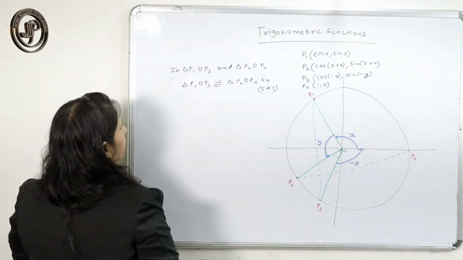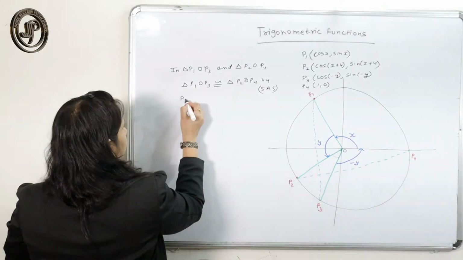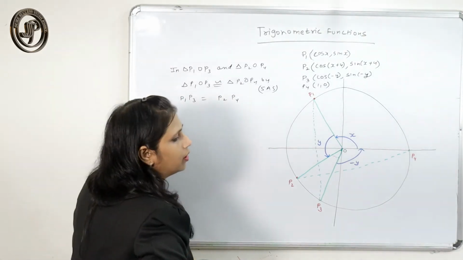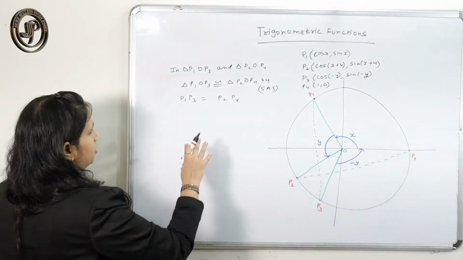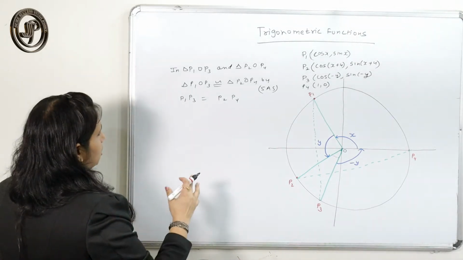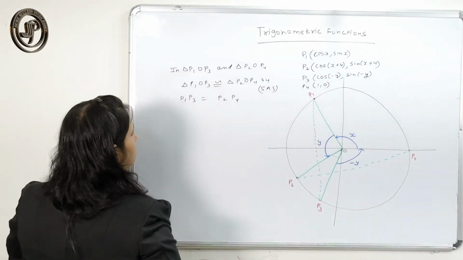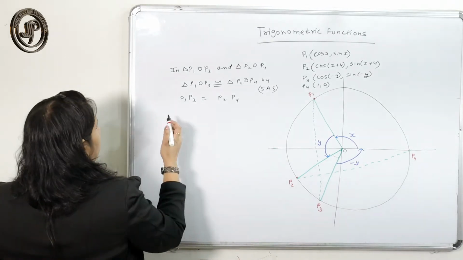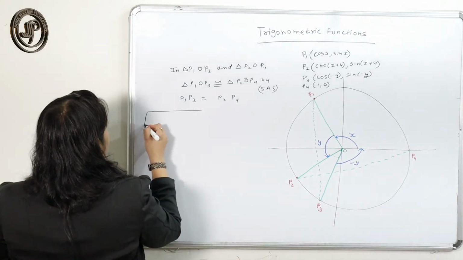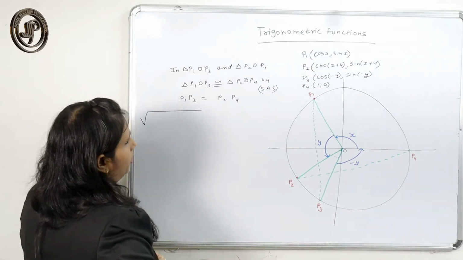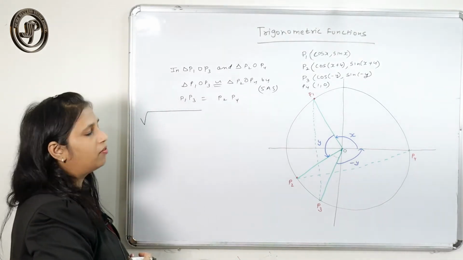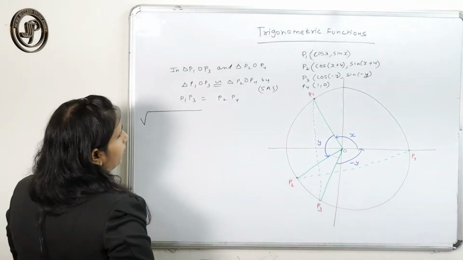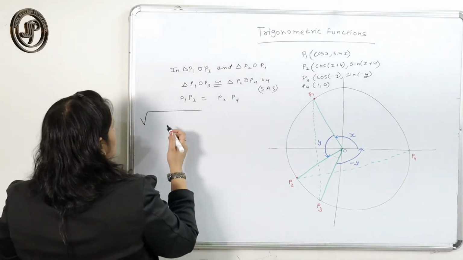So when the two triangles are congruent, what can you write? P1 P3 is equal to P2 P4, by CPCT, because the triangles are congruent, so all the corresponding sides and angles are equal. So P1 P3 equals P2 P4. You have the coordinates of P1 and P3, so with the help of those coordinates you can find the distance between P1 and P3.